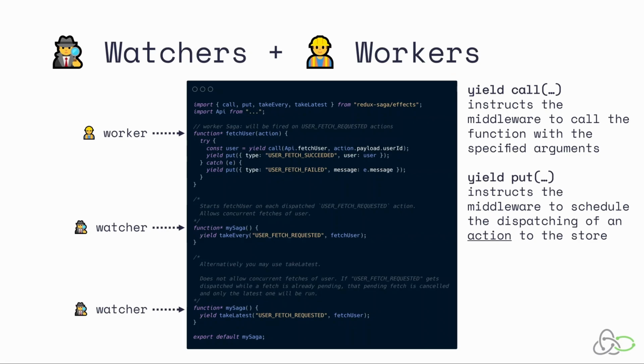And if we trace the code of the worker saga, we'll see that the first line is const user equal to yield call api.fetchUser, and we also pass in action.payload.userID. So what this is saying is, let's make an API fetch and fetch the user and collect the response. Then we'll see yield put, userFetchSucceeded or userFetchFailed. And what we're saying in that case is, depending on the response from the API, we'll either dispatch a succeeded action or a failed action.